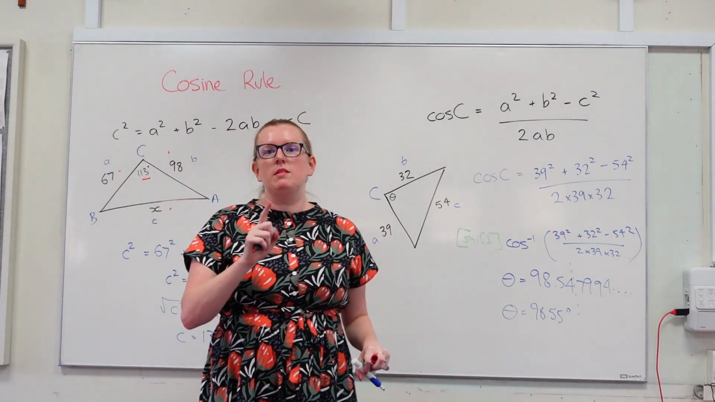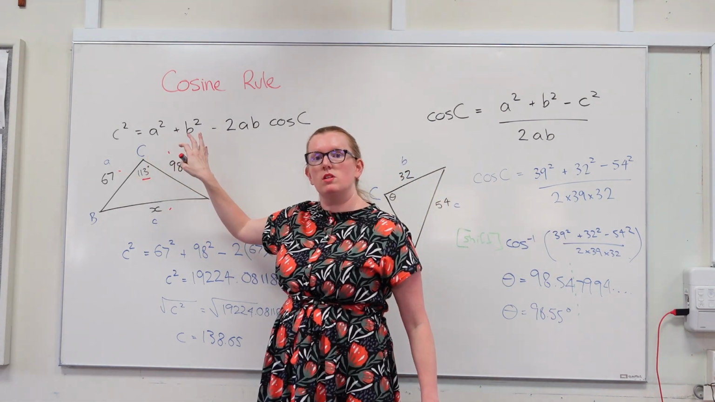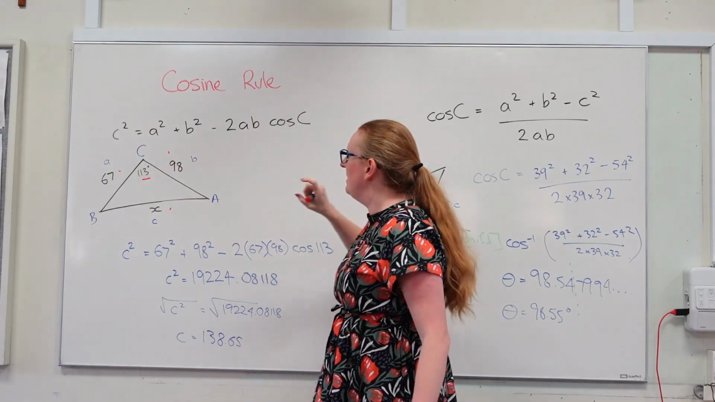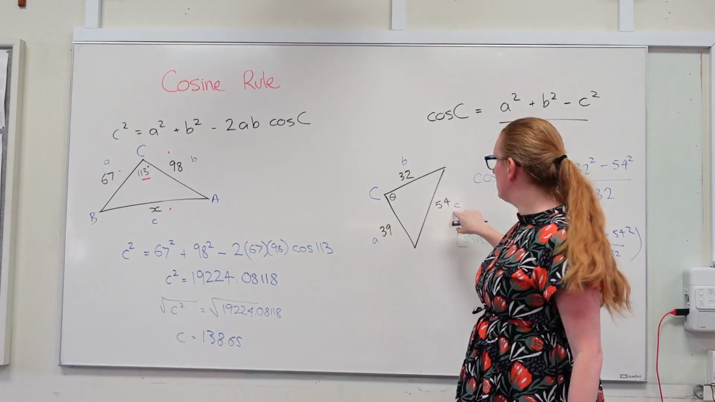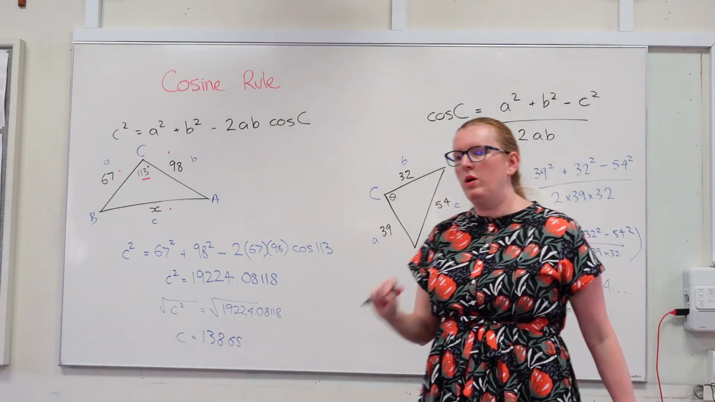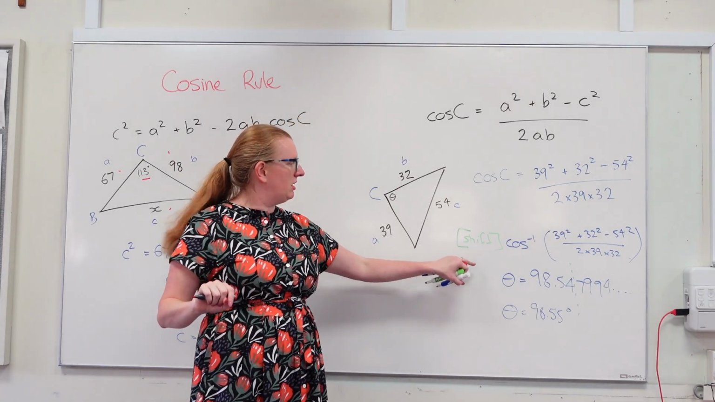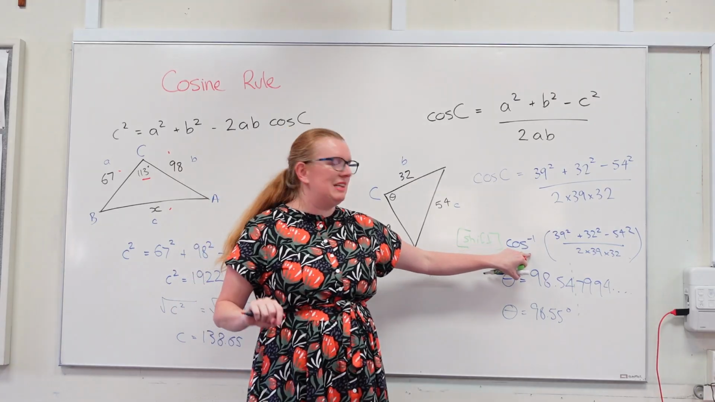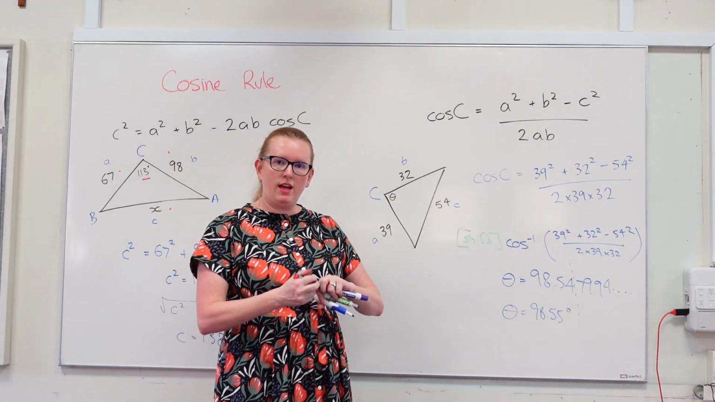Other things to know is you need to make sure that capital C is the angle that's in the middle that you're using for the question. A and B don't matter which one's which, but it does matter which one is little c, so make sure you label your sides and your angles properly. And when using the cosine rule to find angles, you've got to click Shift to get the inverse to get the answer. Okay, thanks for watching.